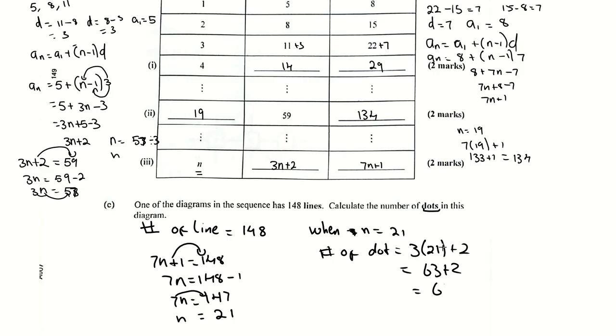3 twos are 6, 63 plus 2 is 65. So calculate the number of dots in this diagram. That would be 65 dots for that diagram. And that is how you would do this question.